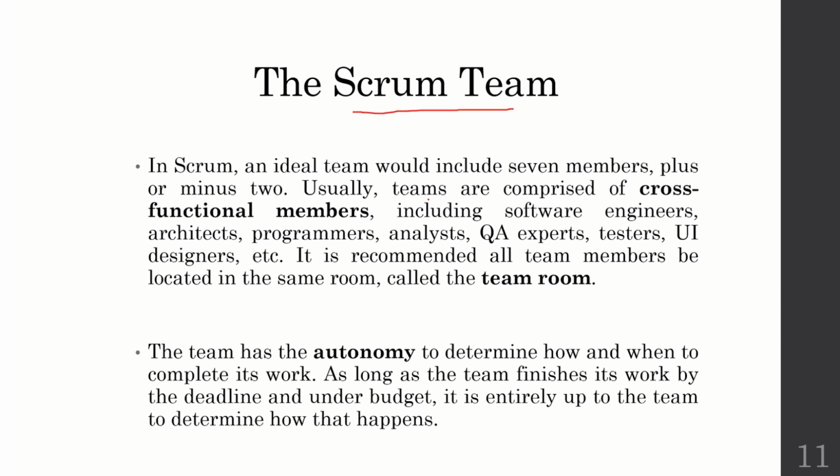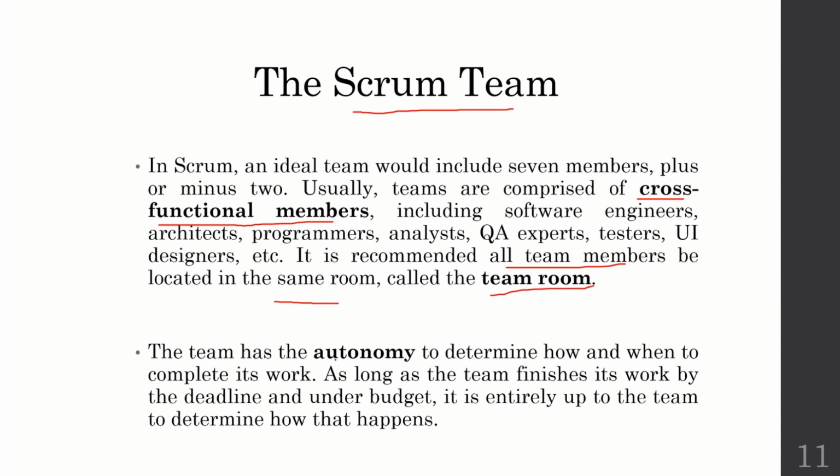Now the second major role is the Scrum team. We will consider this team as basically comprised of cross-functional members. Why am I saying cross-functional? Because they are from multiple domains working together. Like we have software engineers, architects, programmers, analysts, quality assurance experts, testers and user interface designers, etc. It is basically recommended that all team members should be located in the same room, which is known as a team room.